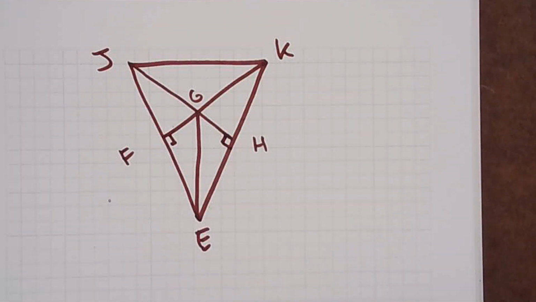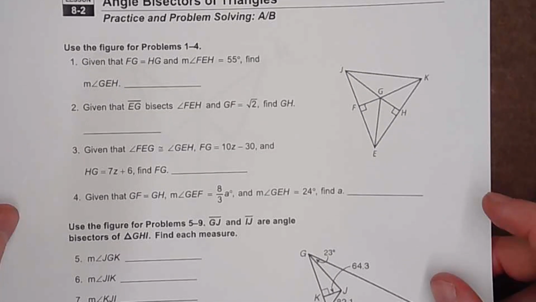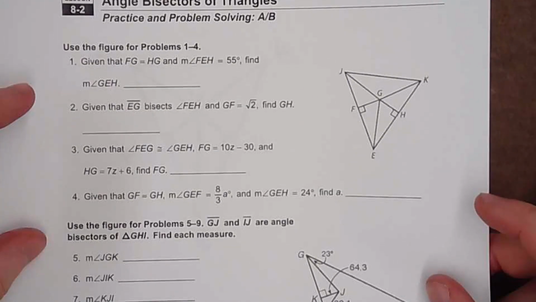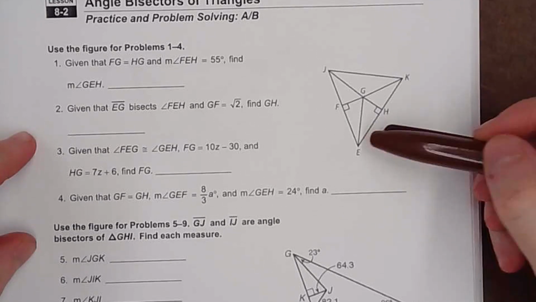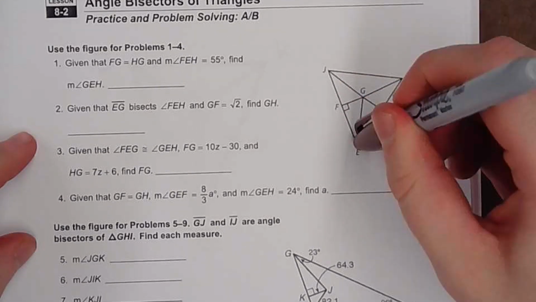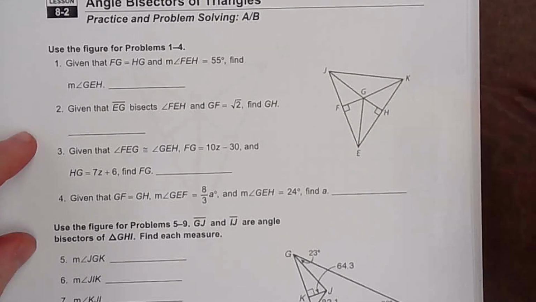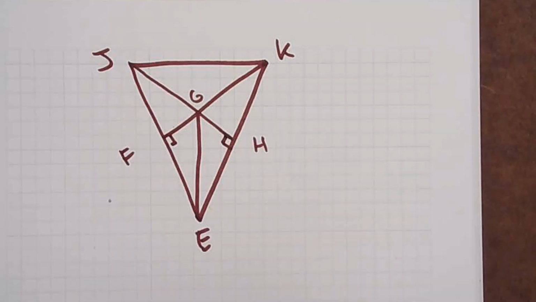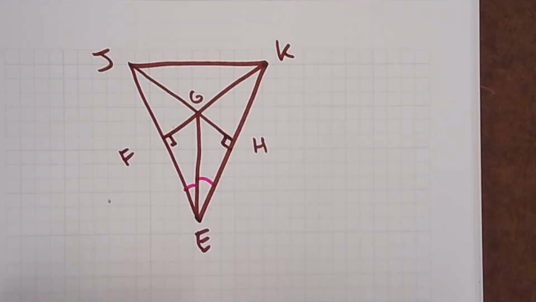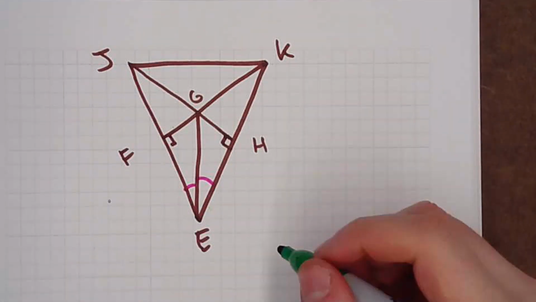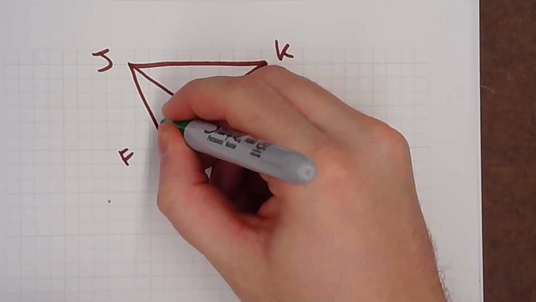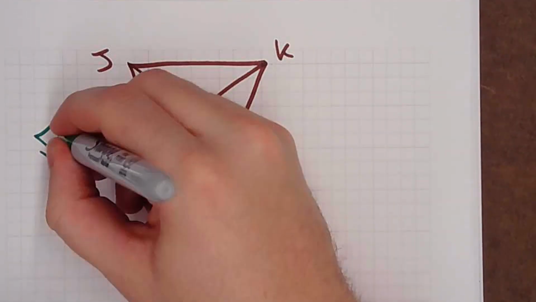All right, so for this one it says, given that EG bisects FEH. So EG, that's going to be this part right here, bisects FEH. So this guy is bisecting this angle. Well, if he's bisecting that angle, then we get this, right? That's what a bisector is. This guy is bisecting this angle. So they also tell us that GF is root 2. So this length right here is root 2, which is just a number.